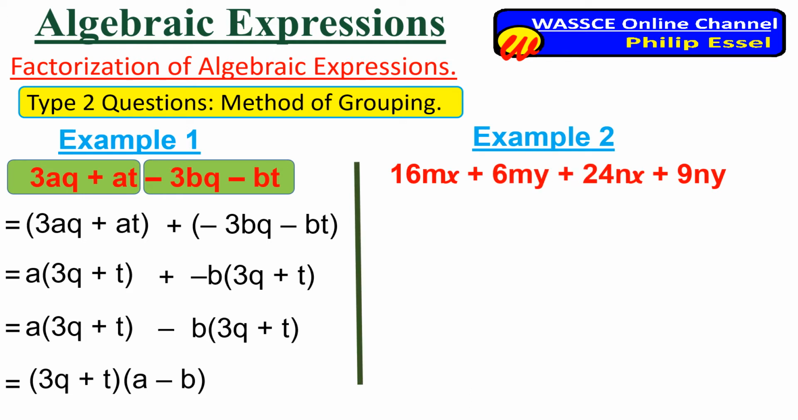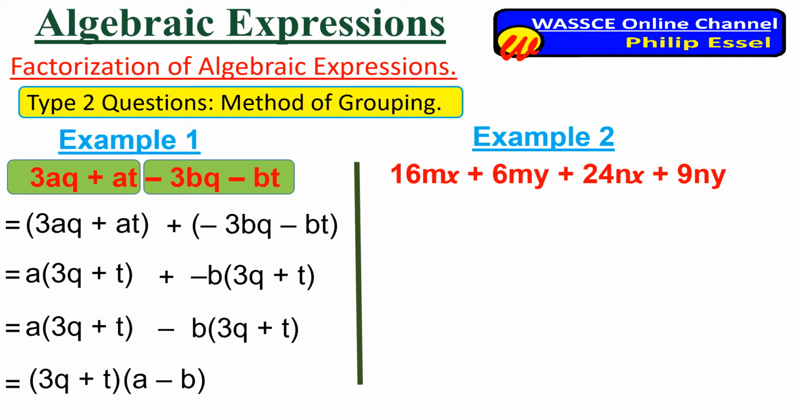Let's look at example 2. In this example, we've been given the algebraic expression 16mx plus 6my plus 24nx plus 9ny, and our work is to factorize this expression. Can we do that now?